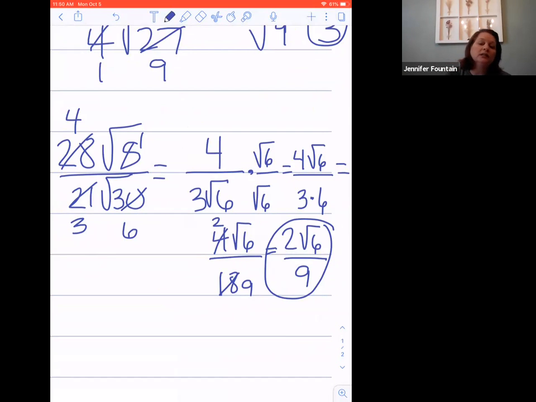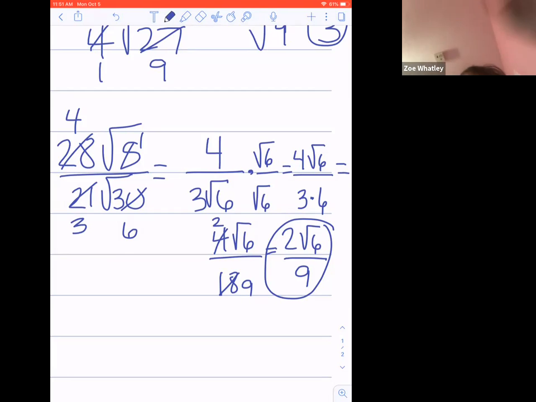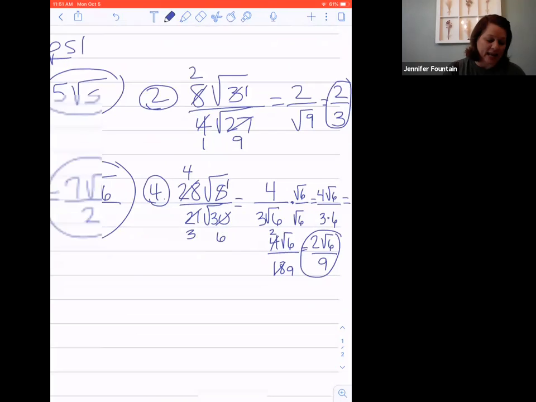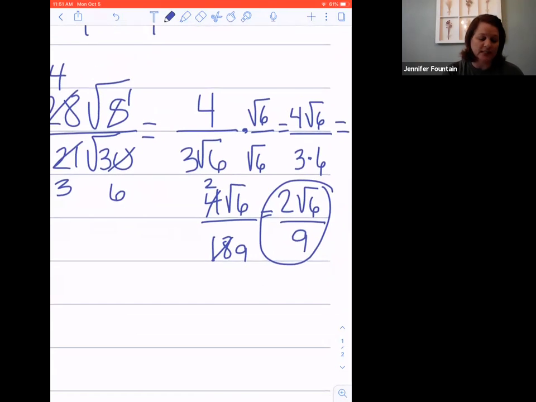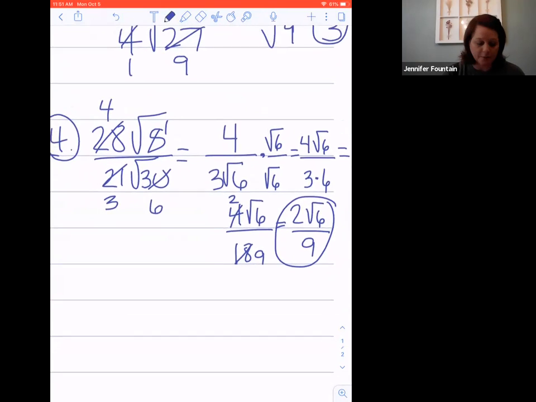So when you're dealing with radicals in this section, don't use a calculator. You're not going to want to do the square root of 6 on your calculator. Dealing with radicals, just leave it as a simplified radical. So I can't multiply 2 times the square root of 6. I have to leave it separated like that.